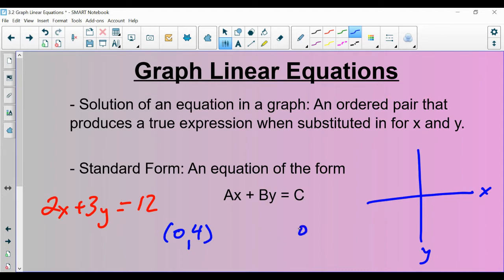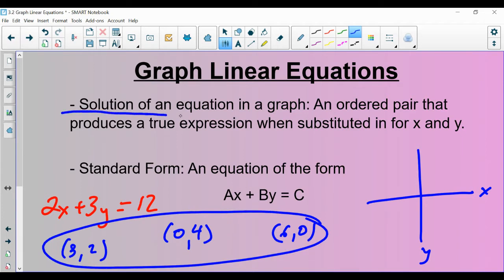For example, if I plugged in 0 for y, this would go away, and then 6 would be the x value that would make that true. Let's find one more. Let's just say I plugged in 3 for x. If I plugged in 3 for x, this becomes 6. 6 plus what is 12? Well, I would need to add a 6 here. And that would be the y value of 2. If I plug in 3 and 2 for x and y, this is 6 and that's 6, and they both add to 12. So these 3 points are called solutions to this equation.